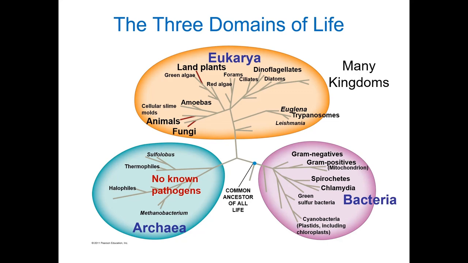We have the archaea, which are prokaryotes, no nucleus, no organelles, but also no known pathogens. We have the bacteria, which are also prokaryotes. There are quite a few pathogenic groups that we'll talk about in more detail. And the eukarya, which would include us, so we're animals, the fungi, and land plants. And each of those is a kingdom. So a kingdom is a smaller subdivision of a domain. Everything else within the eukarya is all grouped together into a kingdom known as protista.